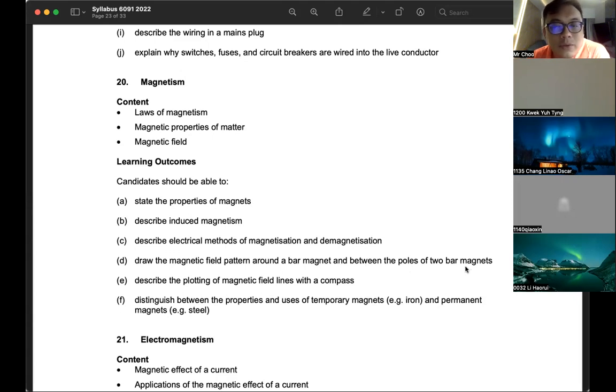This one you have also learned in primary school, right? Describe the plotting of a magnetic field with a compass. All these are primary school stuff. Then finally, distinguish between the properties and uses of a temporary magnet and a permanent magnet, which you have also learned in primary school. So everything that you're going to go through today, you have learned in primary school. Are you excited? We are now back to primary 5. You all learned magnetism in primary 5, right? Not even primary 6. Was it primary 4? I couldn't remember.